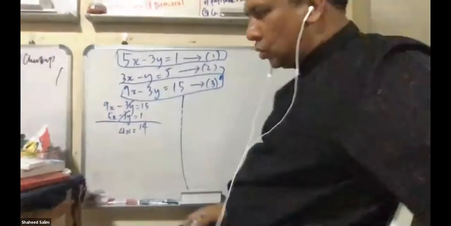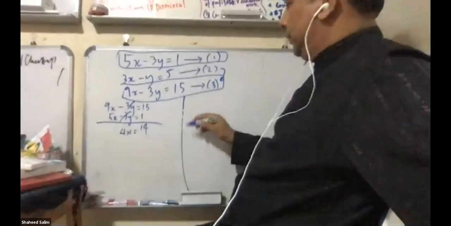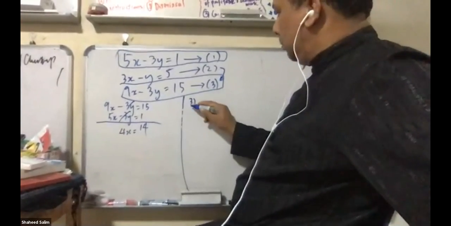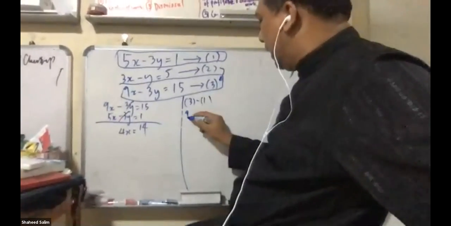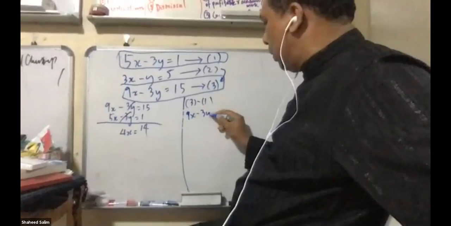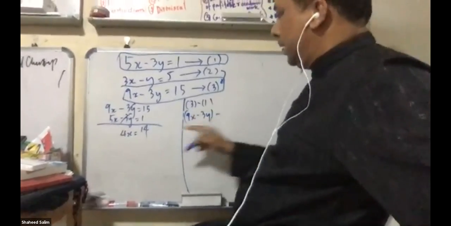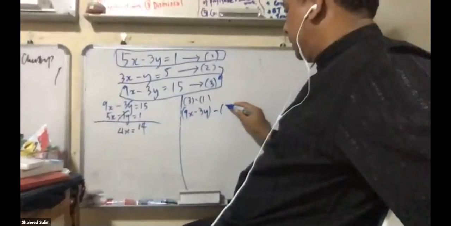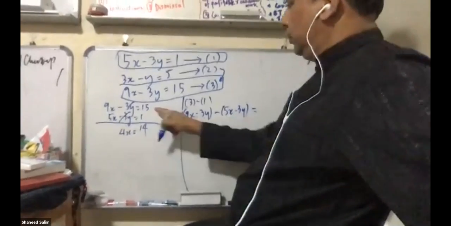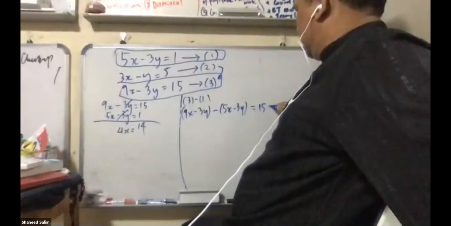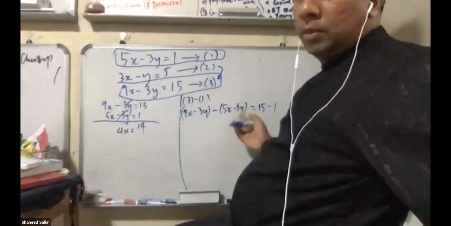In school, your teacher will give you like this. Right? You write 3 minus 1. So you bracket up this one like that: 9x minus 3y, bracket, minus 5x minus 3y, equals to 15 minus 1. Then you remove the bracket.